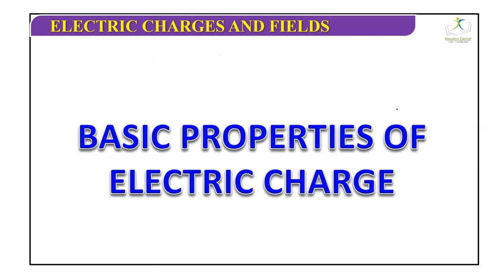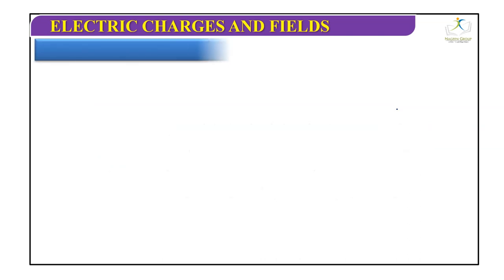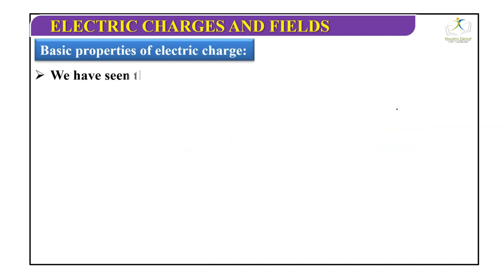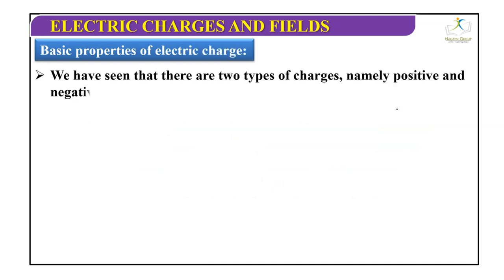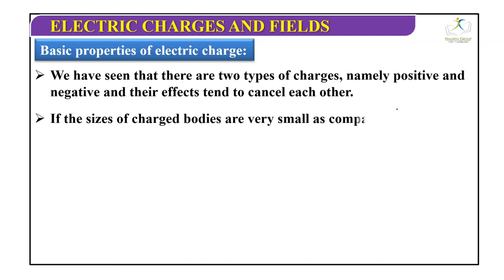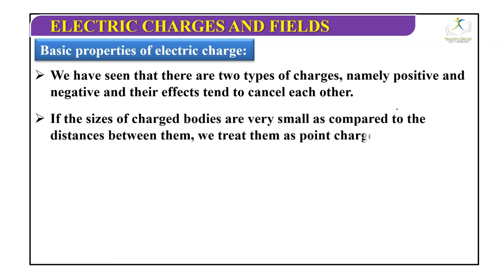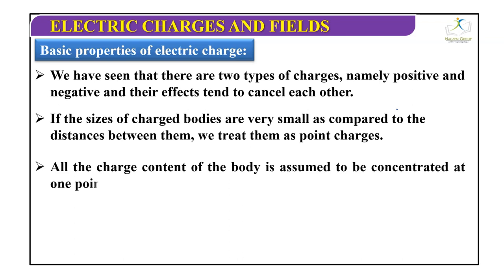Now we are moving ahead with the basic properties of electric charges. The first one is that there are two types of charges, namely positive and negative, and they have a tendency to cancel out each other. If the size of the charged body is very small compared to the distance between them, we treat it as a point charge. All the charge content of the body is assumed to be concentrated at one point in space.